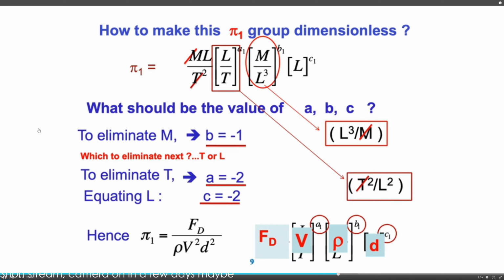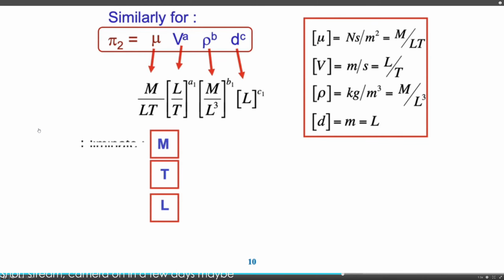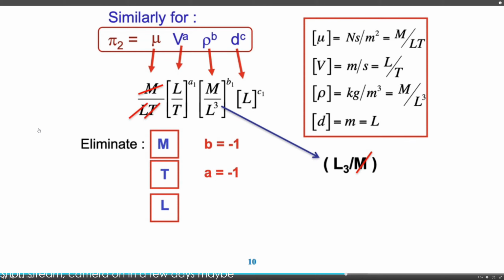Similarly for pi group 2, I'll go through very fast. The approach to developing dimensionless groups is pretty systematic. For a, b, and c, eliminate M, so b has to be minus 1. Eliminate T, a has to be minus 1.